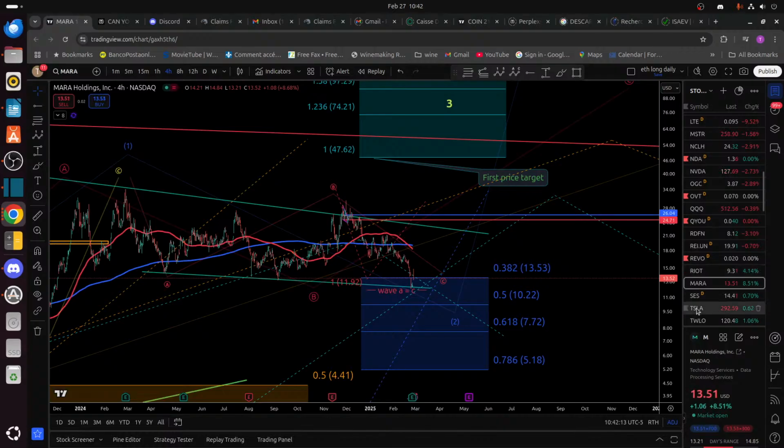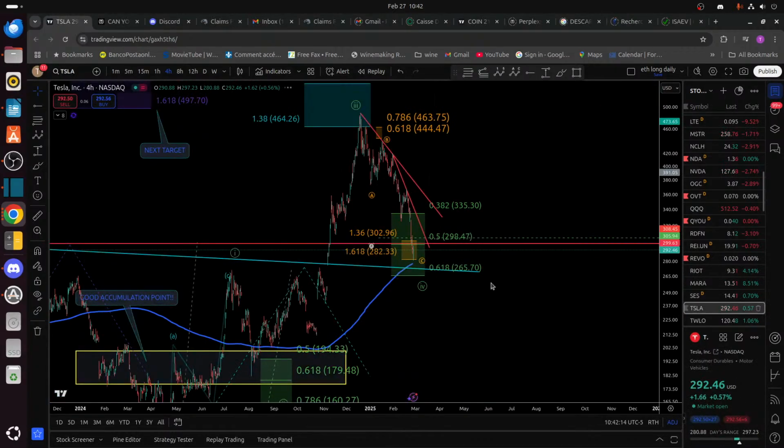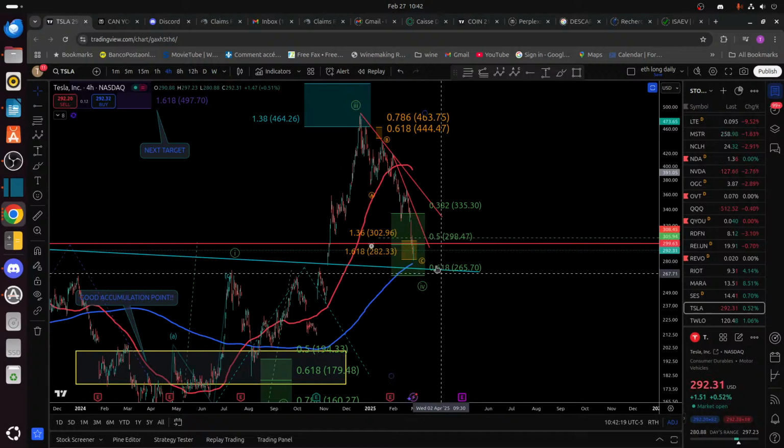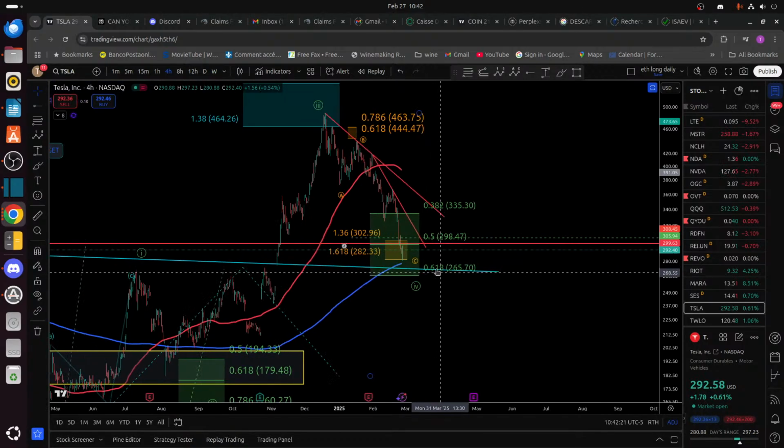And okay, my last one, Tesla, very good for today. After that I will go, maybe I'm going to do 1 or 2 meme coins, and then that's it.